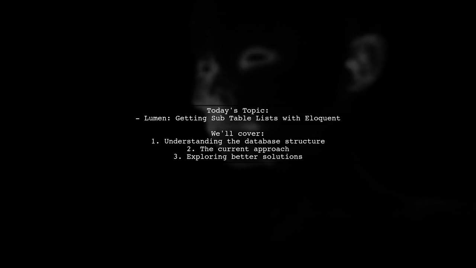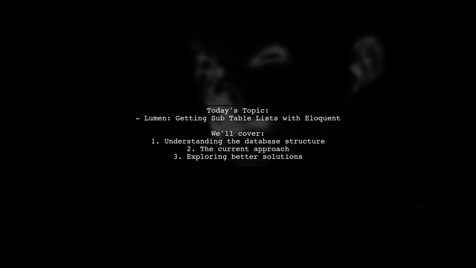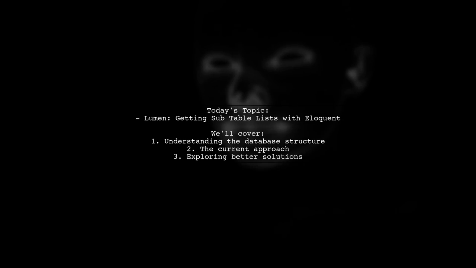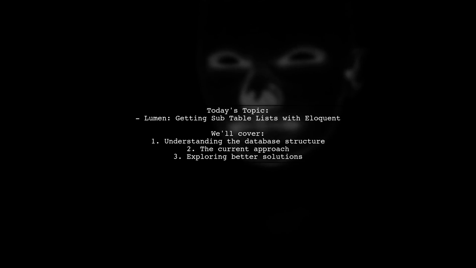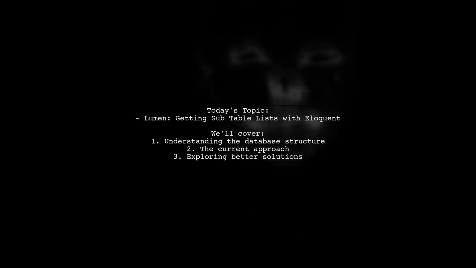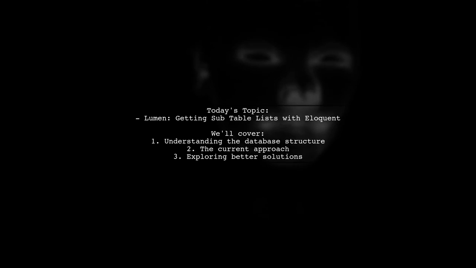Today, we're tackling a question that many developers encounter when working with relational databases. Our viewer is trying to retrieve a list of houses from a specific town, but they're wondering if there's a more efficient way to do it using Eloquent's powerful features.